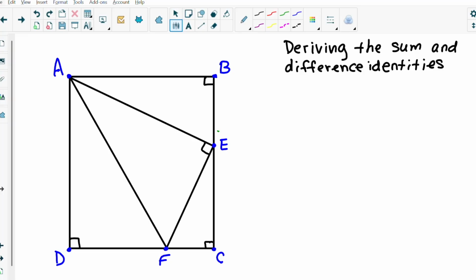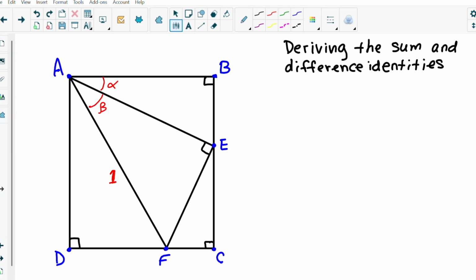Howdy folks, deriving the sum and difference identities for trigonometry. So I have this wonderful rectangle ABCD with a triangle AEF inscribed in it. I'm going to make a couple of labelings here. I'm going to call this angle alpha. I'm going to call this angle bravo. I'm also going to call the hypotenuse of triangle AEF, so side AF, 1 unit. Okay?